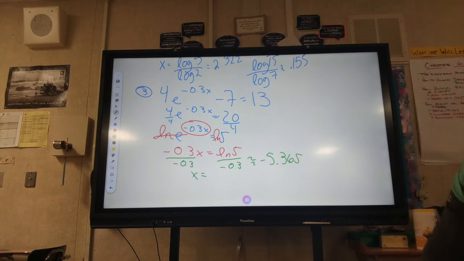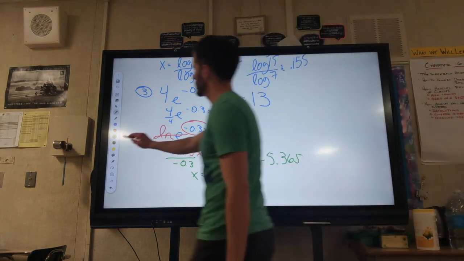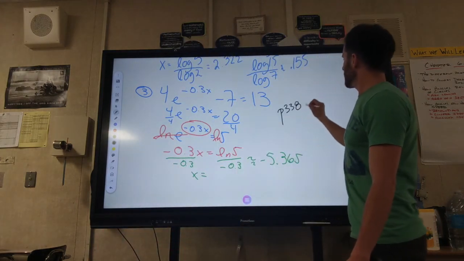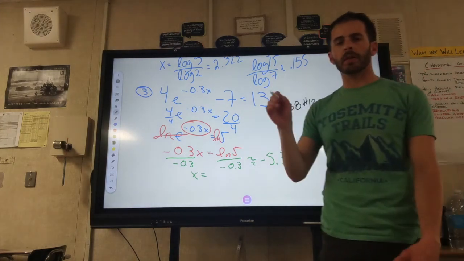Okay. Turn to page 338 and try numbers 13 and 14 right now. So do page 338, numbers 13 and 14, and then we'll be back with part 2.